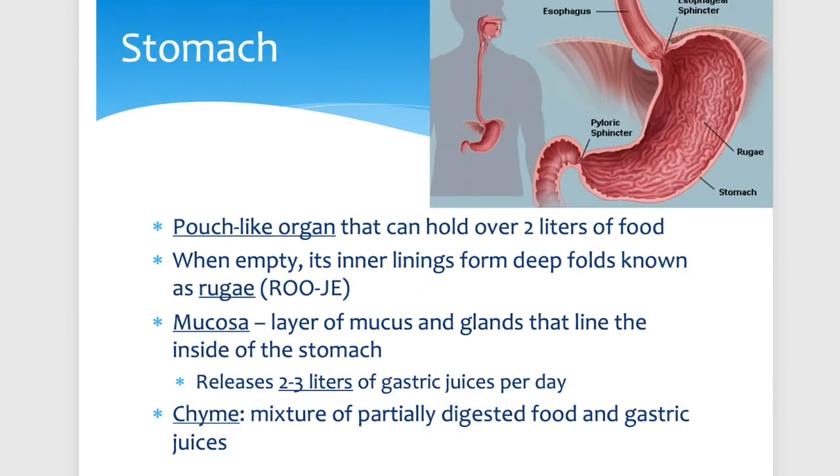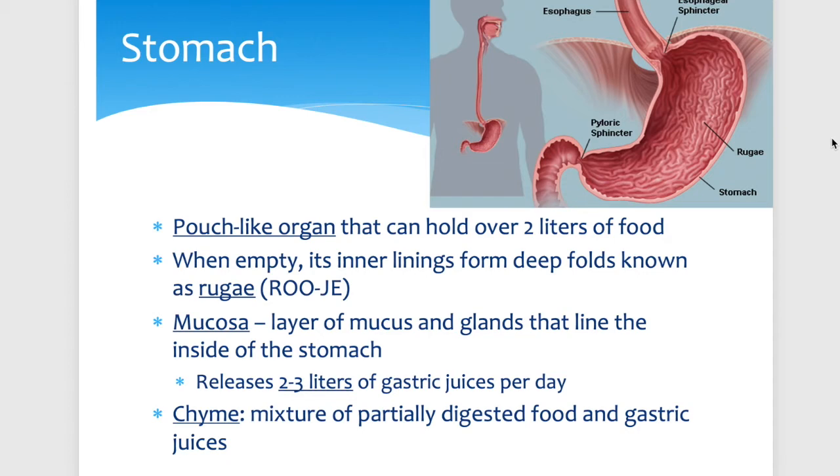Next, we have the stomach. So food would move into the stomach from the esophagus, and it's basically just a pouch-like organ. It is able to hold over 2 liters of food. It would stretch out to do that. But when there's no food in there and when it's empty, the inner lining is going to have deep folds, which you can see in this picture, and those are called rugae. That's going to allow the stomach to stretch out when it has food in it, but allow it to be smaller inside the body and not take up as much room when the stomach's empty.